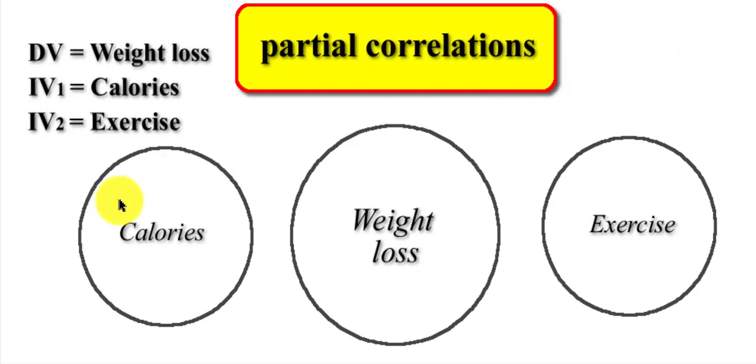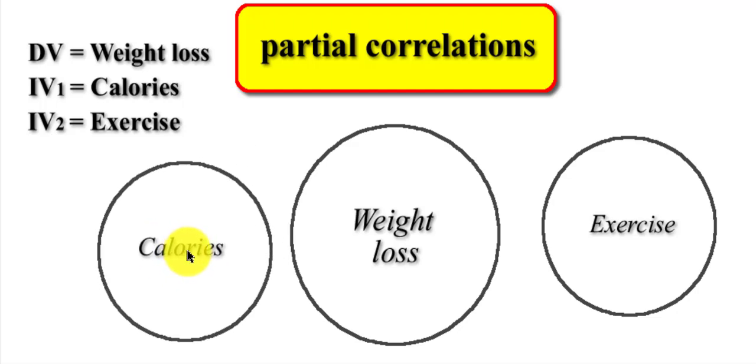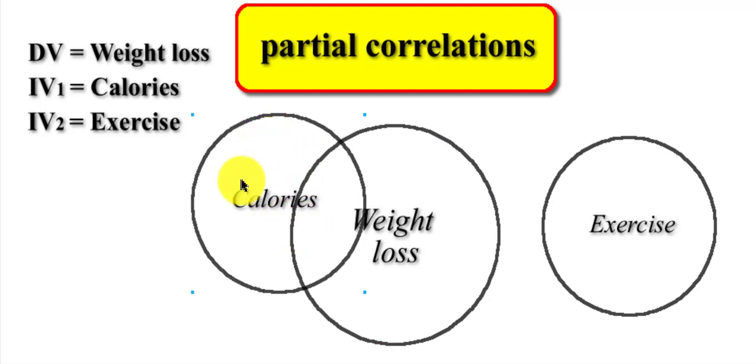So when we run a correlation between calories and weight loss, remember the circles are the variance, you get some kind of weird overlap of variance, right? So some of the variance in calories is shared by the variance in weight loss. That's what we call shared variance. Its real name is covariance, but you can think of it as a correlation. I'll explain why here in a second. But again, you see that little football in here? That is shared variance between calories and weight loss. That is part of the correlation.